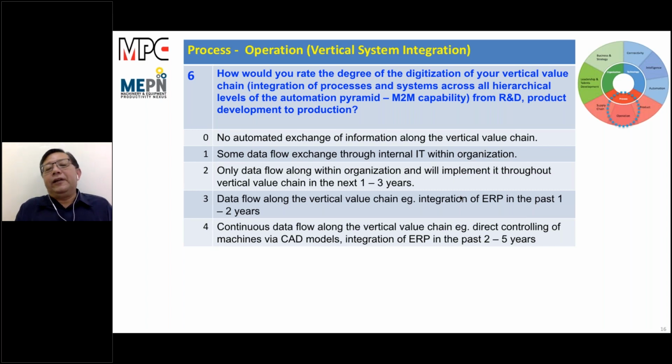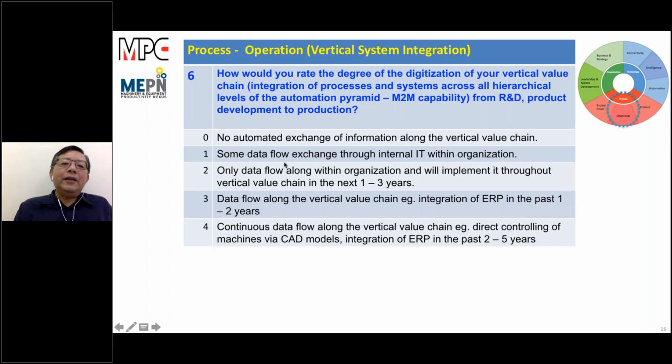So that is some of the area happening on that. What they're going to do is grade 0: no automated exchange of information along the vertical value chain. It means there's no data exchange. Machine cannot talk to machine. Okay, so almost all standalone.